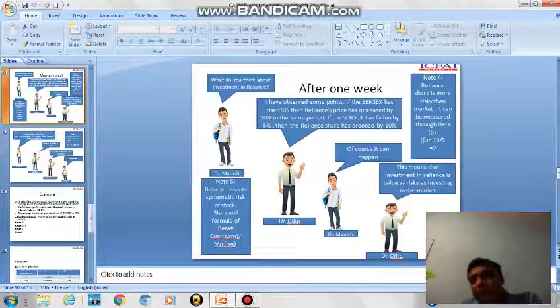In this example we can see how you can measure beta through the data observed by Dr. Dilip. He observed 10% Reliance return and 5% market return. Then beta equals 10 divided by 5, which is 2. It means 2 represents Reliance share is double as risky as the market.